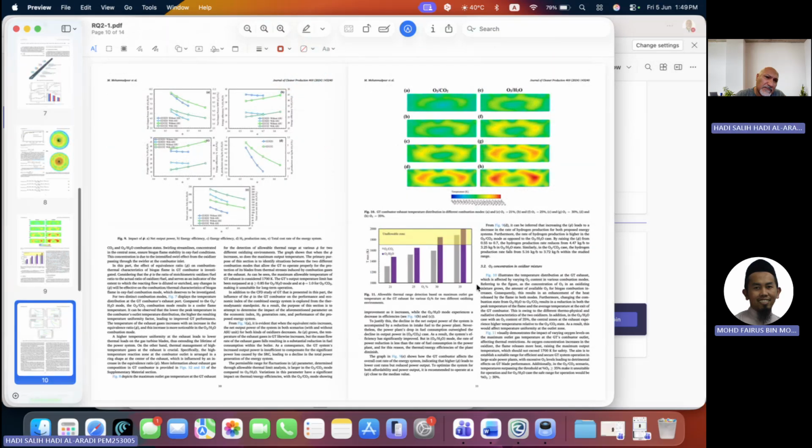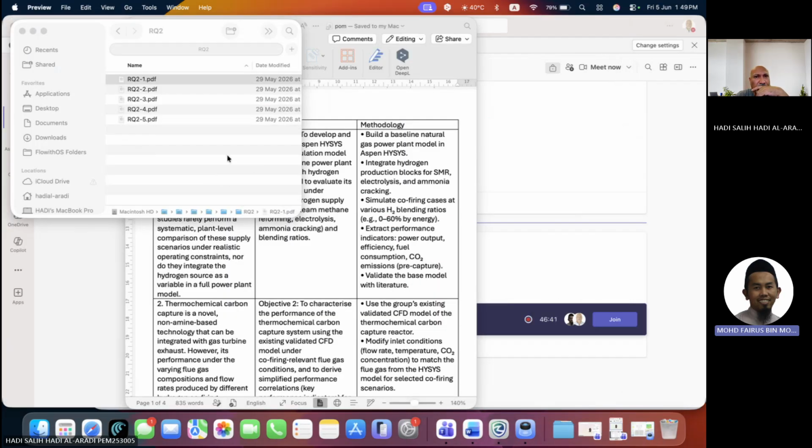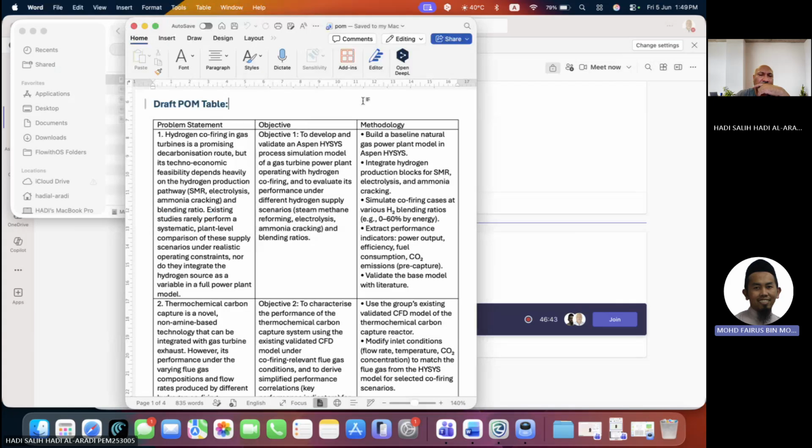In your case, the good thing for us is that our CFD is not dealing with a specific gas turbine model. We're not focusing on CFD of the combustor. Instead, we are focusing on the CFD of the carbon capture, which is a generic model. It doesn't belong to any company. It belongs to our group. But this is the carbon capture part.